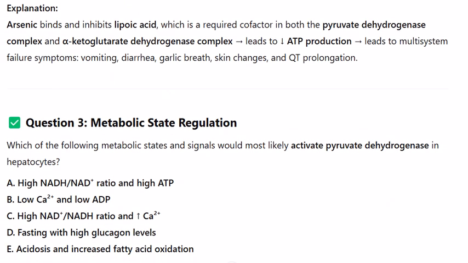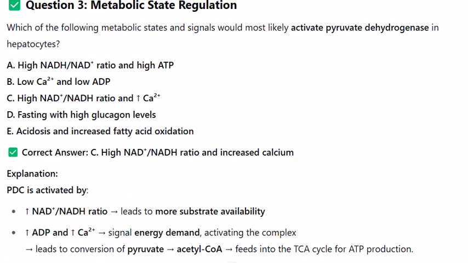Question 3. Metabolic state regulation. Which of the following metabolic states and signals would most likely activate pyruvate dehydrogenase in hepatocytes? A. High NAD to NADH ratio and high ATP. B. Low acetyl-CoA and low ADP. C. High NAD to NADH ratio and increased calcium. D. Fasting with high glucagon levels. E. Acidosis and increased fatty acid oxidation. Correct answer C. High NAD to NADH ratio and increased calcium.